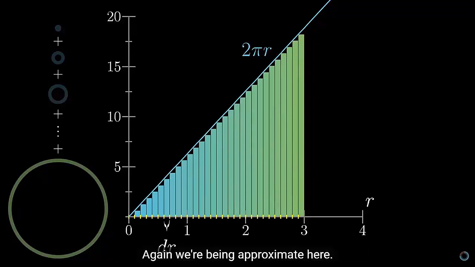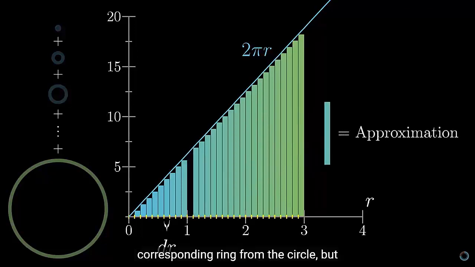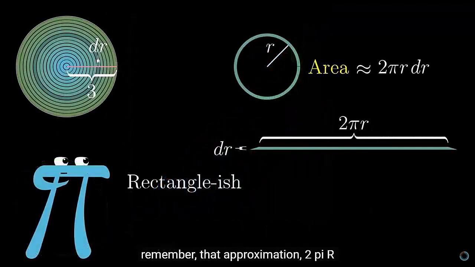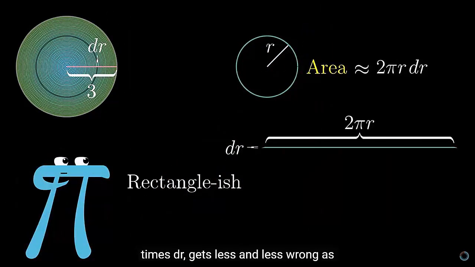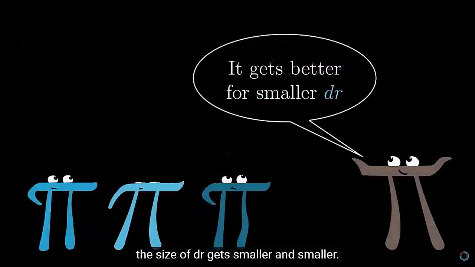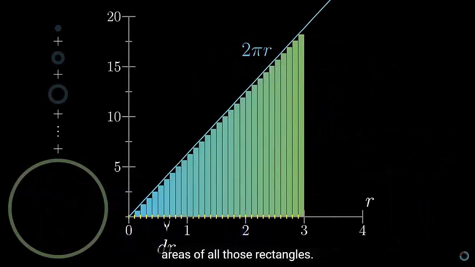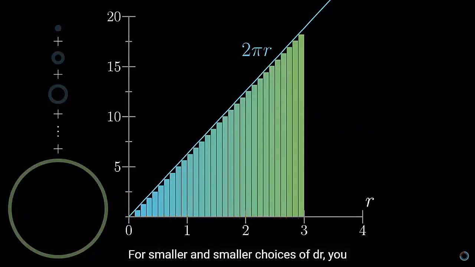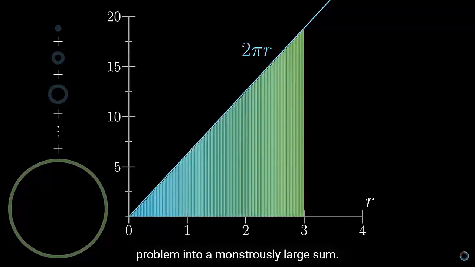Again, we're being approximate here. Each of these rectangles only approximates the area of the corresponding ring from the circle. But remember, that approximation, 2 pi r times dr, gets less and less wrong as the size of dr gets smaller and smaller. And this has a very beautiful meaning when we're looking at the sum of the areas of all those rectangles. For smaller and smaller choices of dr, you might at first think that that turns the problem into a monstrously large sum.